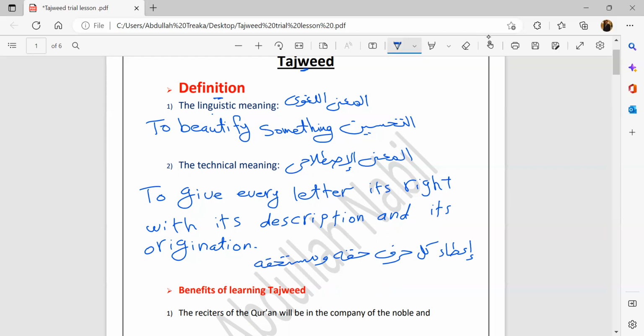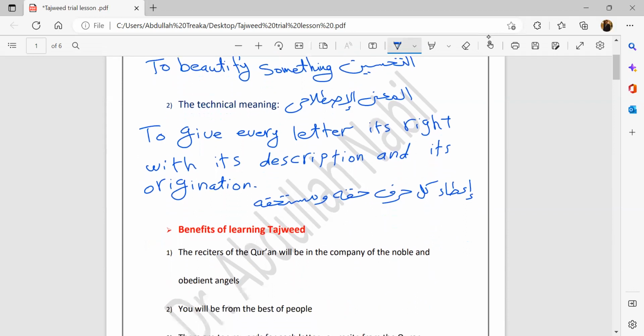So these are the two definitions of Tajweed. The first definition is the linguistic meaning, المعنى اللغوي. It means to beautify something. Tajweed means تحسين. The technical meaning is defined as المعنى الاصطلاحي, which is to give every letter its right with its description and its origination. ودي تعني إعطاء كل حرف حقه ومستحقه.